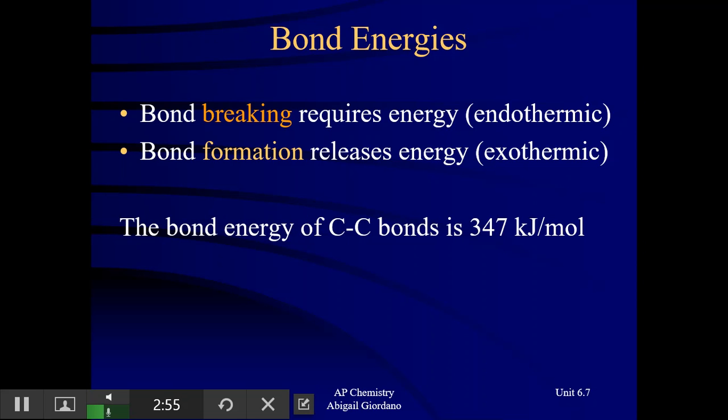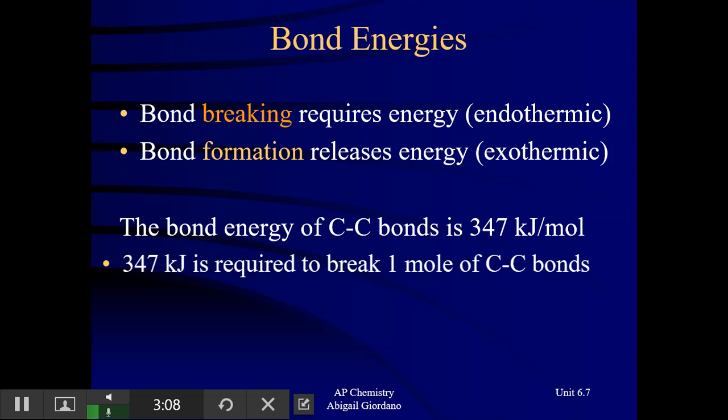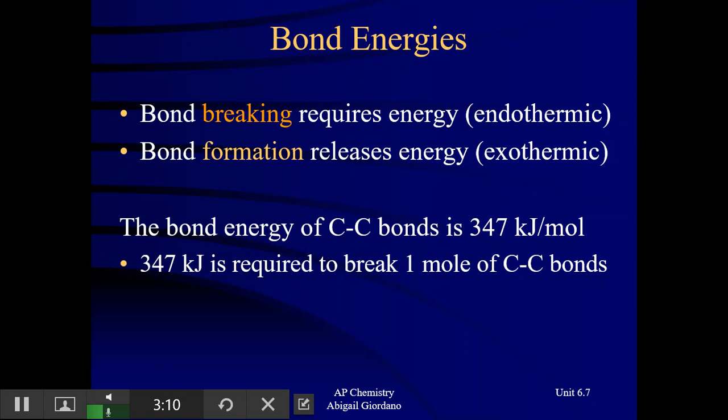So let's just make sure we understand this concept. We saw on the previous slide that a carbon-to-carbon single bond has a bond energy of 347 kilojoules per mole. So what does that mean? That means that it would require 347 kilojoules to break not just one bond, but a mole, 6.02 times 10 to the 23rd, carbon-to-carbon single bonds. But the key here is the word required.